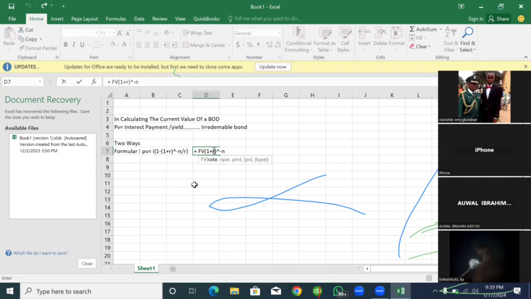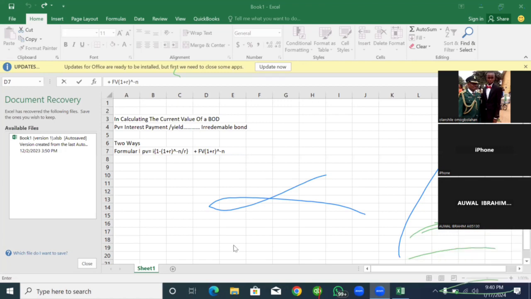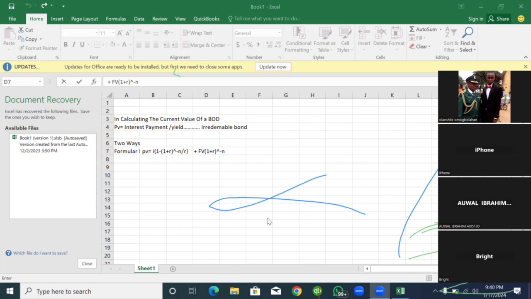Then the last one is our table method. I will display that for us too. So I hope this is clear before we pick an example. Please, is this clear? Yes, sir, it's clear. Sorry, this formula, is it for a redeemable bond? Yes, this is for a redeemable bond. Okay, please, can I continue?